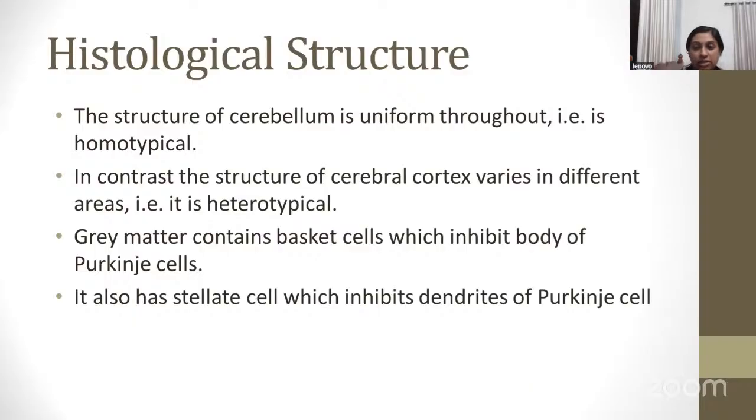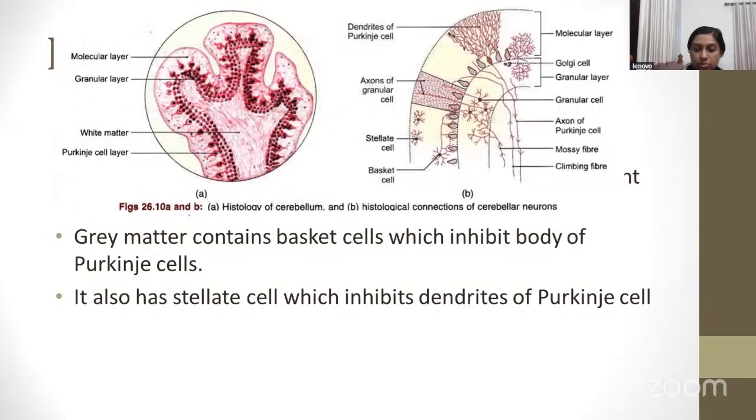And in the granular layer, we can see granular cells and the fibers of the mossy fibers, and also the climbing fibers can be seen in the granular layer. Okay, this is a basic organization of the cerebellar cortex. So outermost we can see this is the molecular layer.